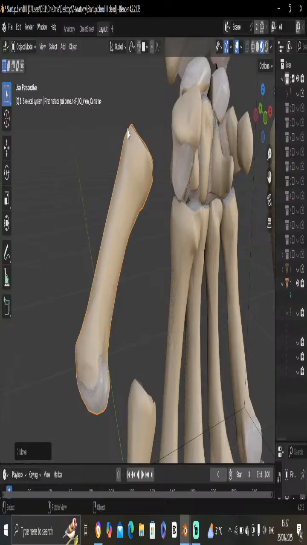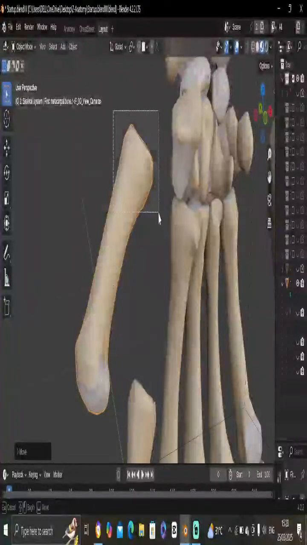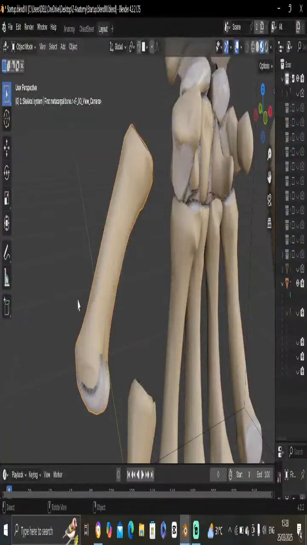So the proximal end, which attaches to the carpals, is known as the base. So this is the base. Then we have the shaft, which is the middle portion. So let me try to highlight that. This is the base. This will be the middle portion, also called the shaft. Then this will be the head of the metacarpal. So we have the base, the shaft, and the head.